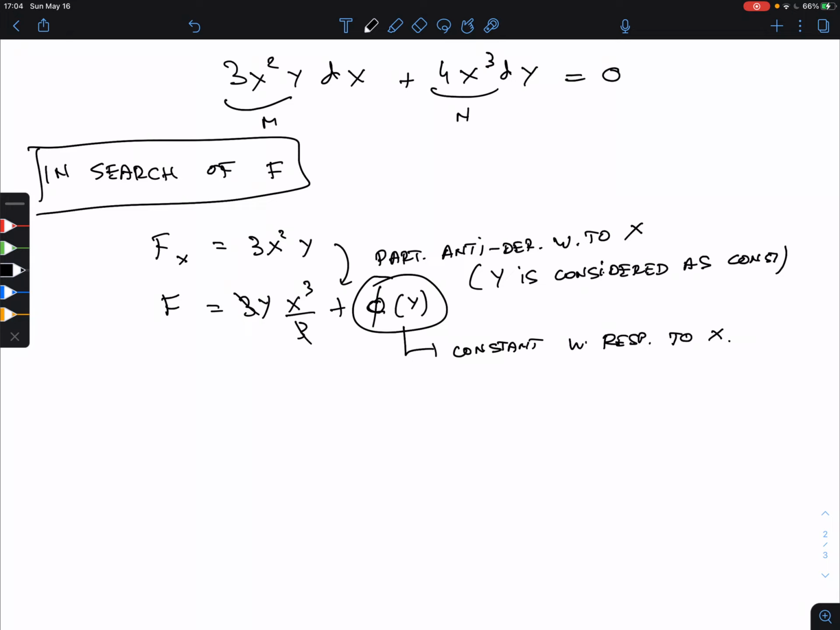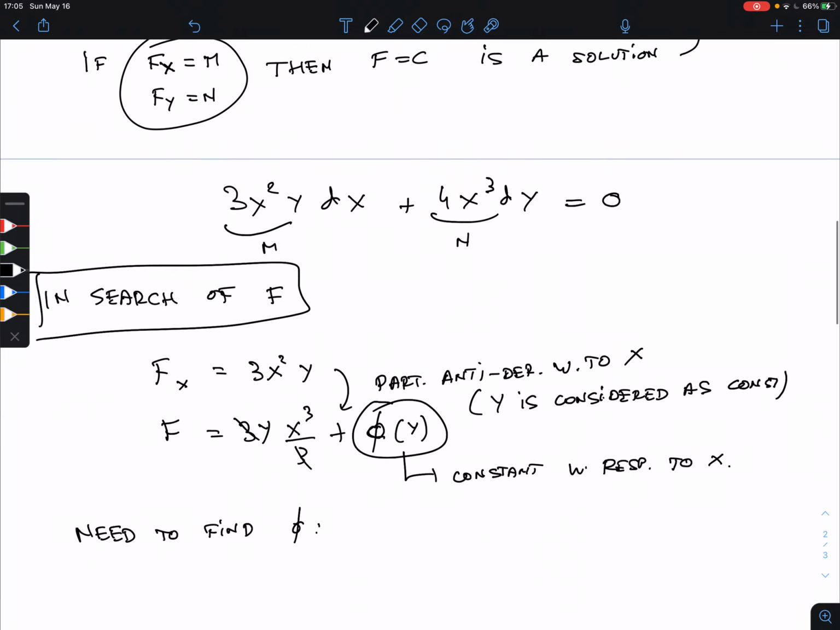Now, why do we do this? Well, is this the solution? Well, yes and no, because we don't know what phi is. So now we need to find phi. Okay, how do we do that?